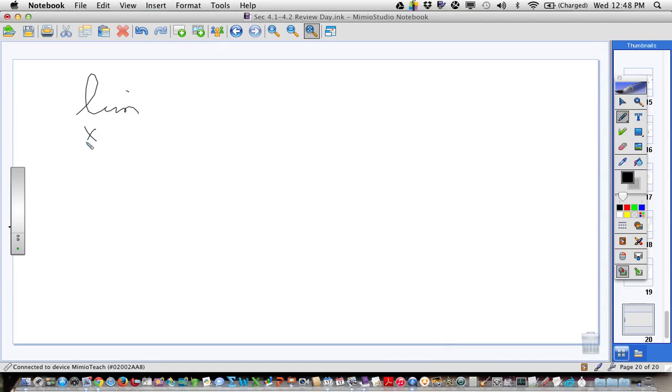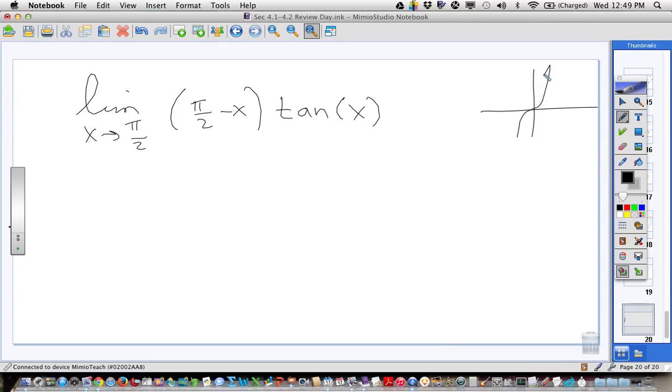Limit as x approaches pi halves of pi halves minus x times tangent of x. So again, this would be that same situation, because if we look at a tangent graph, tangent comes up like this, and it's got these asymptotes at pi halves, negative pi halves, and so forth. So as x approaches pi halves, tangent's going to infinity, or on this side it's going to negative infinity. Okay, so this is an infinity, and this is a 0. 0 times infinity, we don't know. So we need to do a reciprocal thing. So which one could we flip to the bottom?